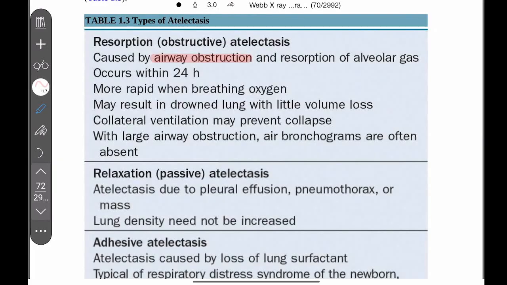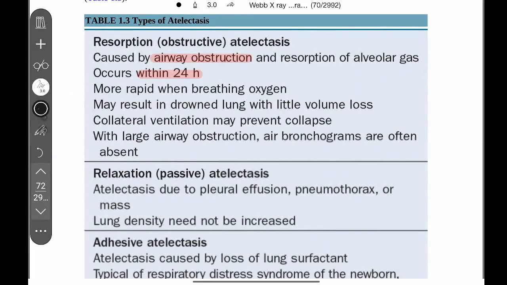Let me clearly tell you what that is. This is an airway. If this airway is obstructed, the air in this alveoli is taken up by the blood, and the whole alveoli will shrink. So that is obstruction. There is resorption of alveolar gases. It occurs within 48 hours. It's more rapid when breathing oxygen.